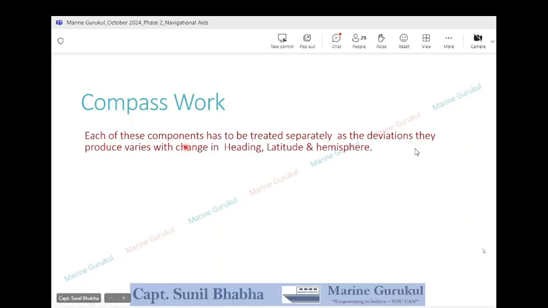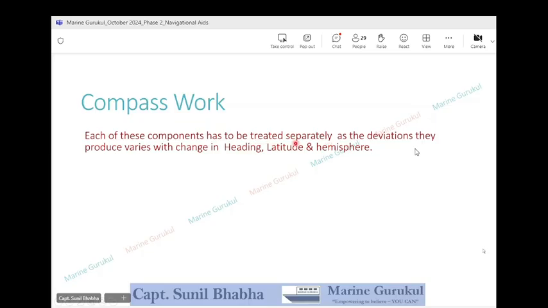Now, each of these components has to be treated separately. You see, permanent magnetism has three components: fore and aft component, athwartship component, vertical component. And there is induced magnetism in horizontal fore and aft structures, induced magnetism in horizontal athwartship structures, and induced magnetism in vertical structures. They all have to be treated separately. There are 6 total components of the ship's magnetism which affect our compass.